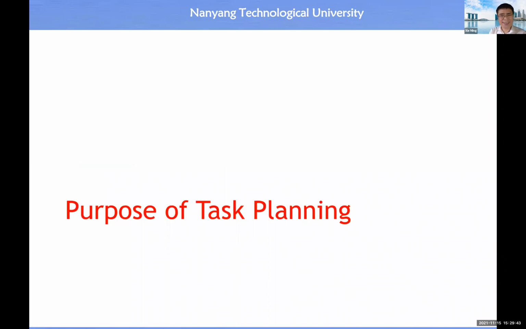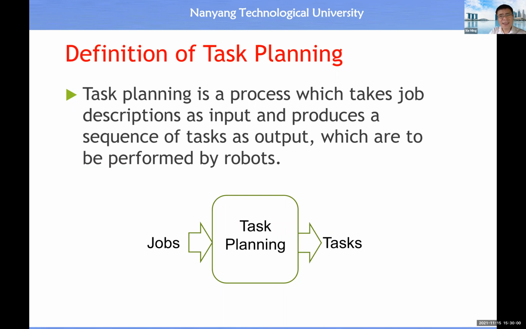First, we start with the purpose of task planning. Because you may have this question in mind, why should a robot undertake task planning? All right. Here is a definition of task planning. Task planning is a module or process which takes a job description as an input and produces a sequence of tasks as an output, which are to be performed by the robot.